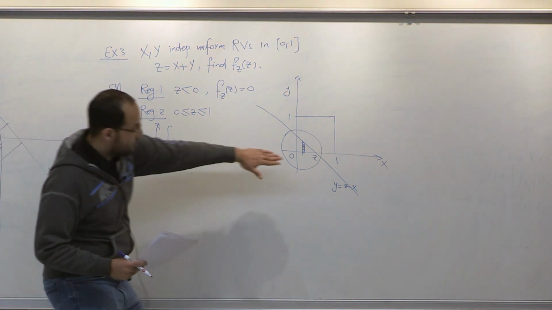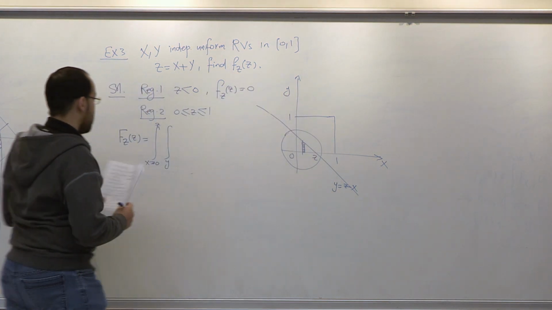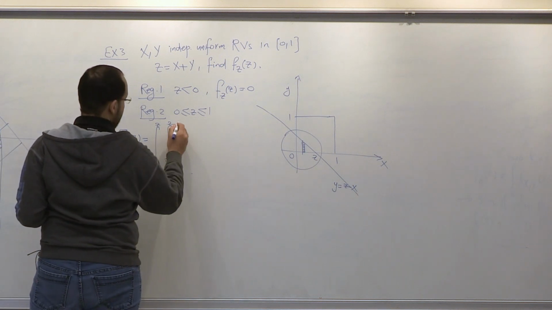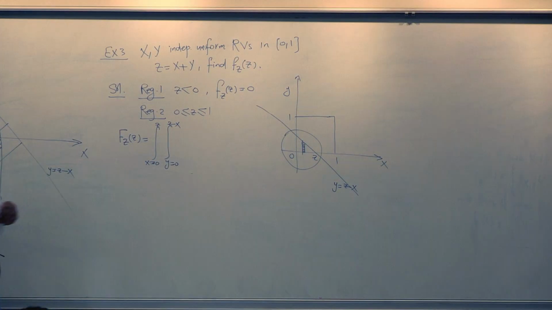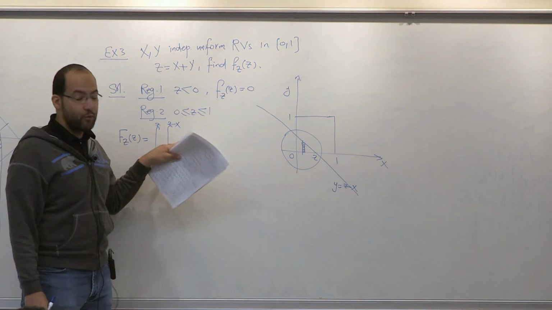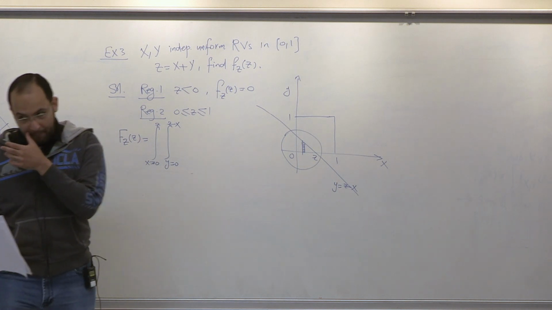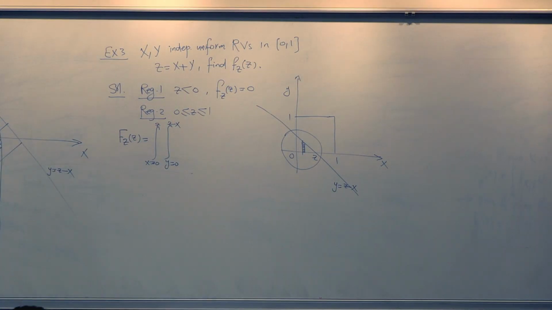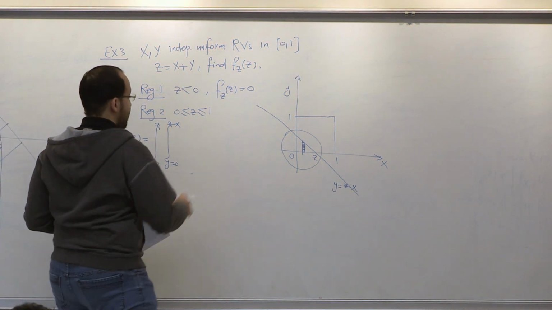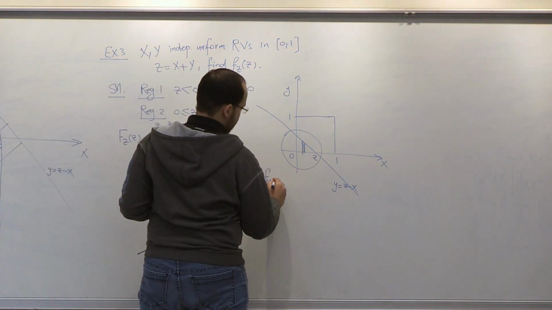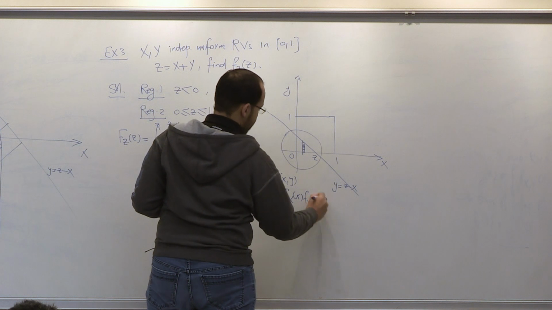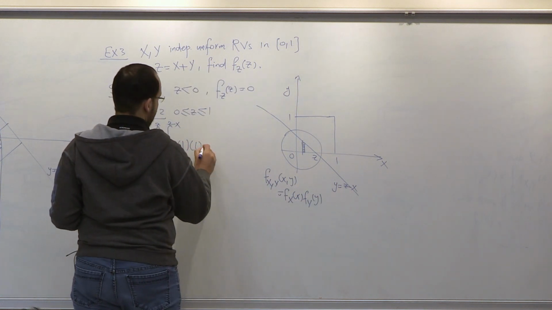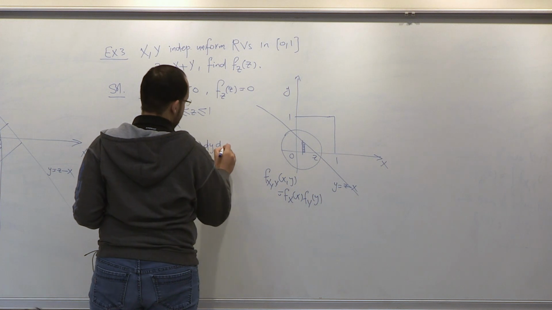Thank you, exactly. From 0 to the line. So from 0 to z minus x. What should we put here? Yes, exactly. So this is fxy of x and y. Fxy of x and y is fx of x, fy of y. Everything is 1s, 1, 1, dy, dx.